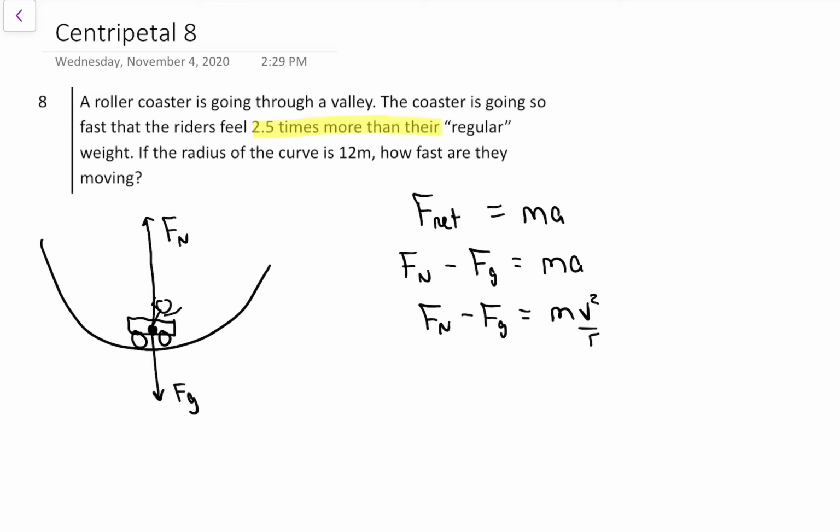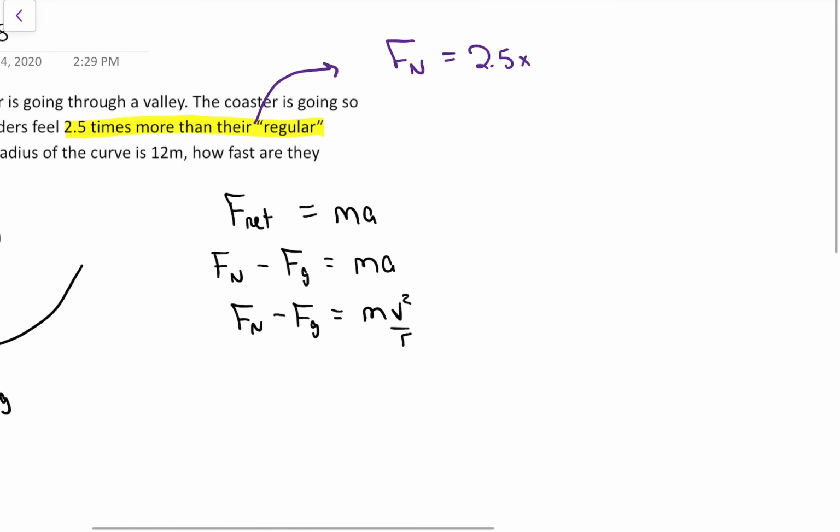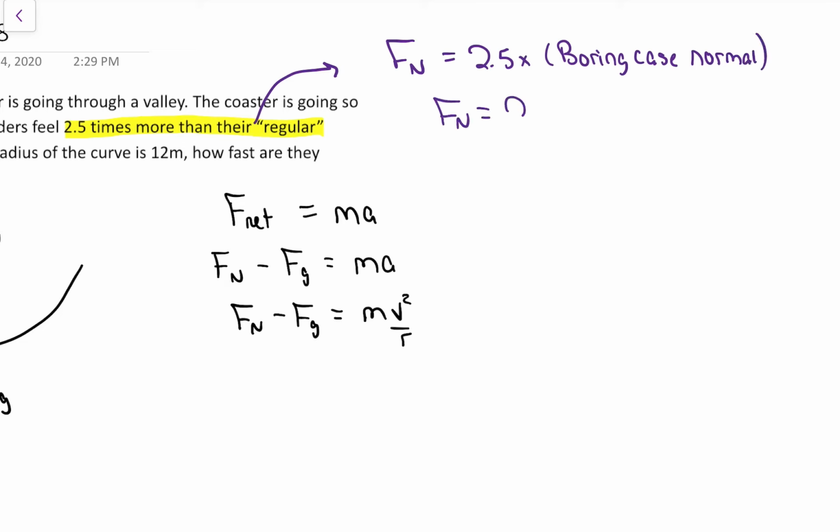What I like about this question is the fact that it's worded this way. You feel 2.5 times your regular weight. What you feel is the normal force. So this is saying the normal force in this case is 2.5 times bigger than the boring case normal. So this is saying that you feel your normal force is 2.5 times bigger than mg.